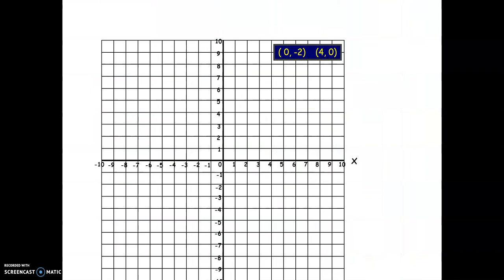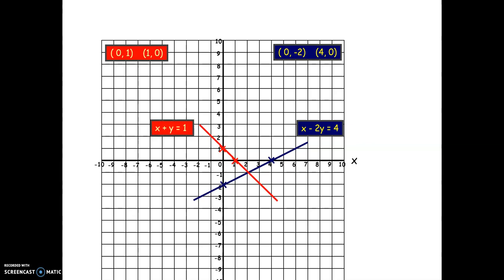So we have the coordinate points 0, -2 and 4, 0. If we plot these and draw the line through them, label your line, remember. We have the coordinate points 0, 1 and 1, 0. Draw the line through, label the line. Now all we need to do is look at the graph and identify the coordinate point where both lines meet, and we can see that that coordinate point is at 2, -1. So the solution of this graph is 2, -1.